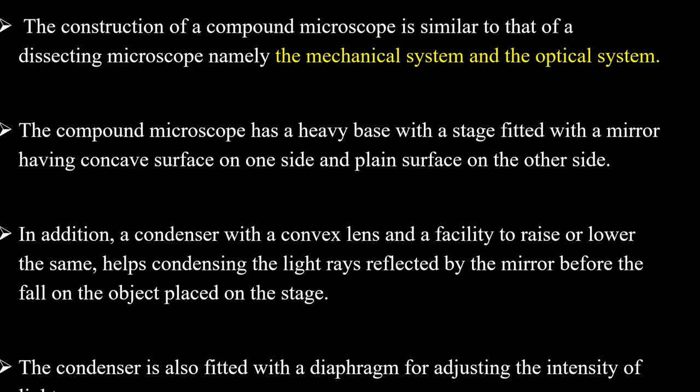and optical system. The compound microscope has a heavy base with a stage fitted with a mirror having a concave surface on one side and a plane surface on the other side. In addition, a condenser with a convex lens and a facility to raise or lower it helps condense the light rays reflected by the mirror before they fall on the object placed on the stage of the microscope. The condenser is also fitted with a diaphragm for adjusting the intensity of the light rays.